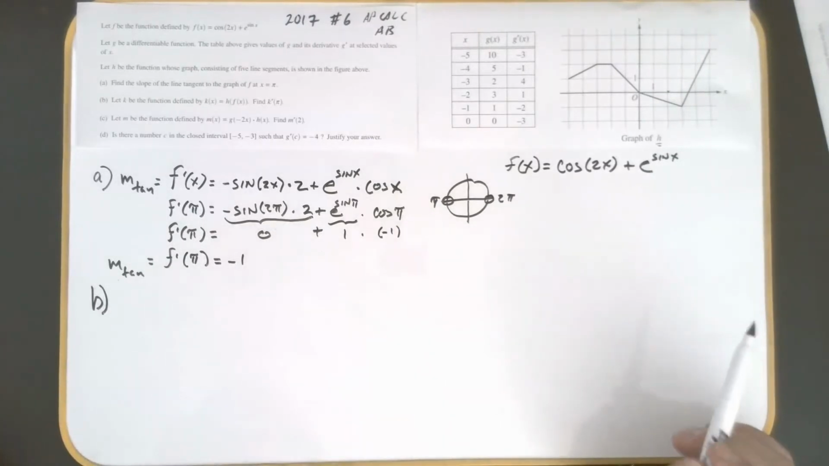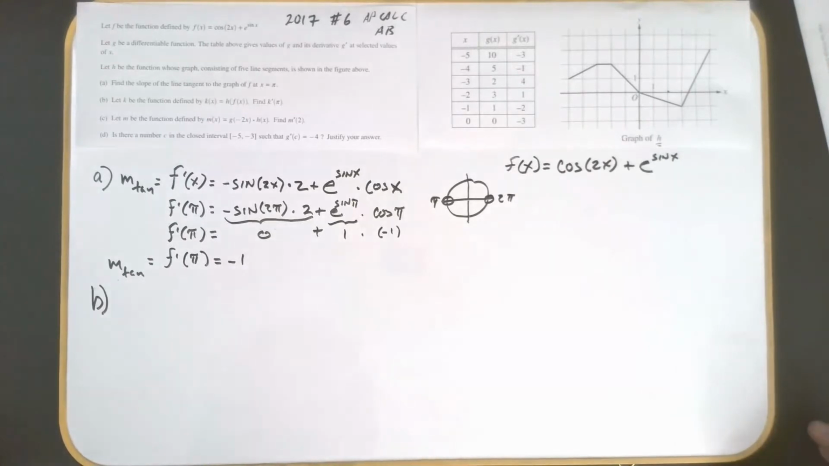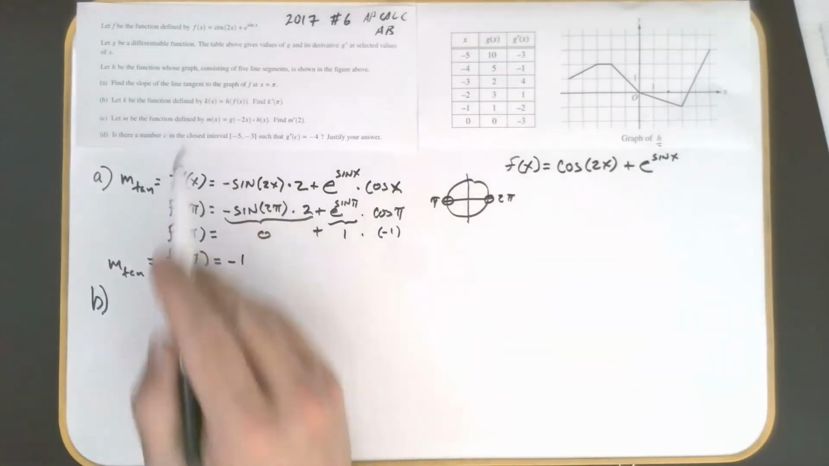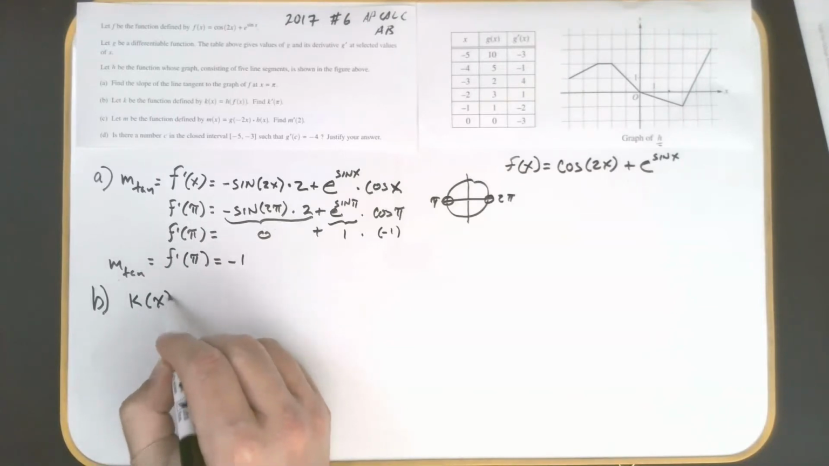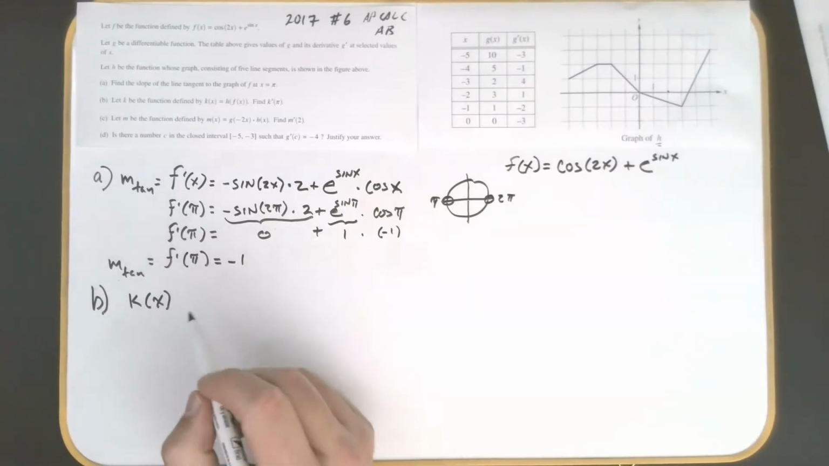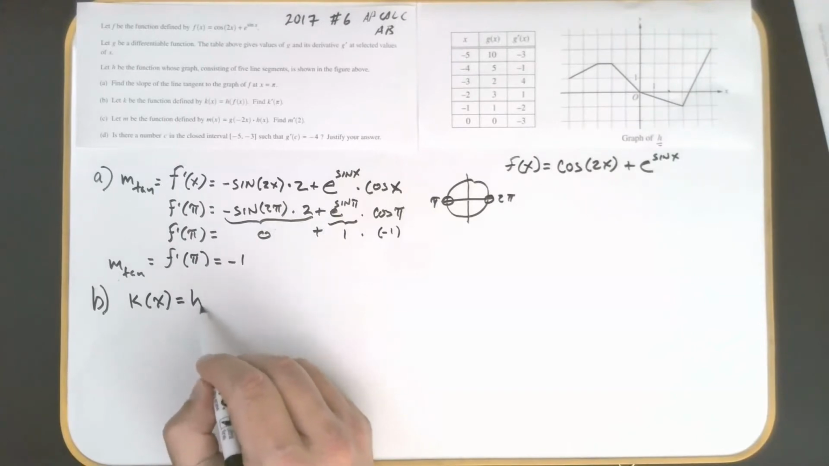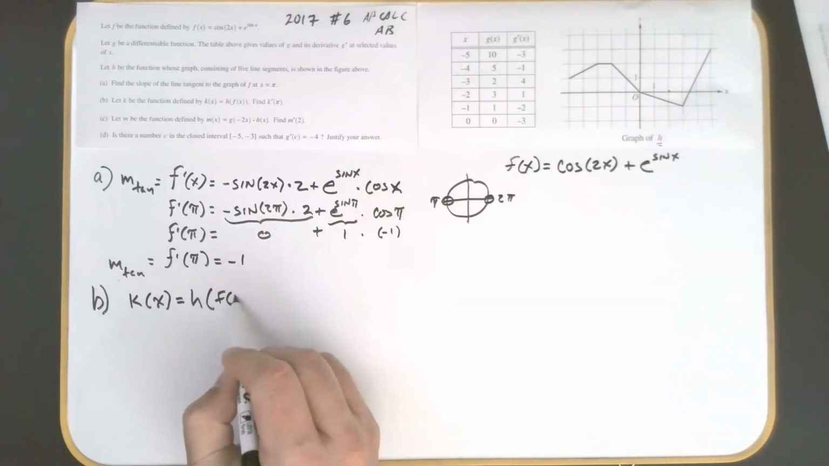Let's move on. B. Now B is where the first function build starts. B asks for a new function k. And what they want you to do is they say, now we want you to build a new function k. And k is actually h of f of x.